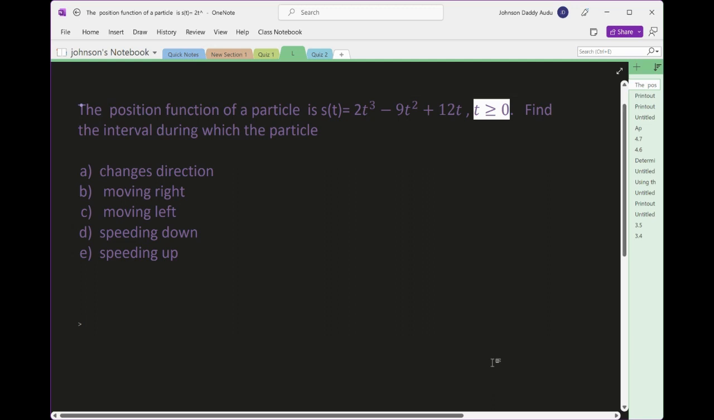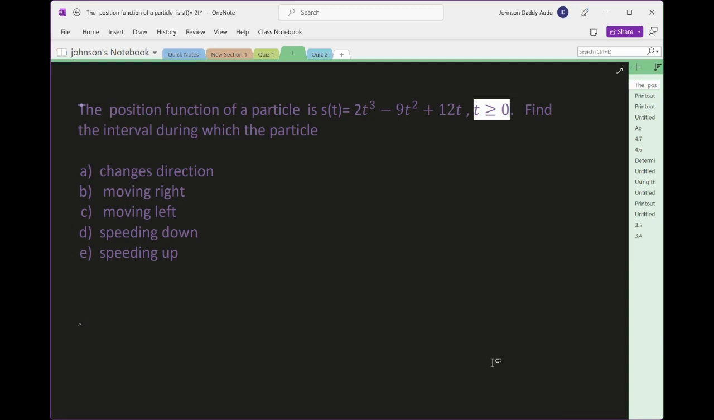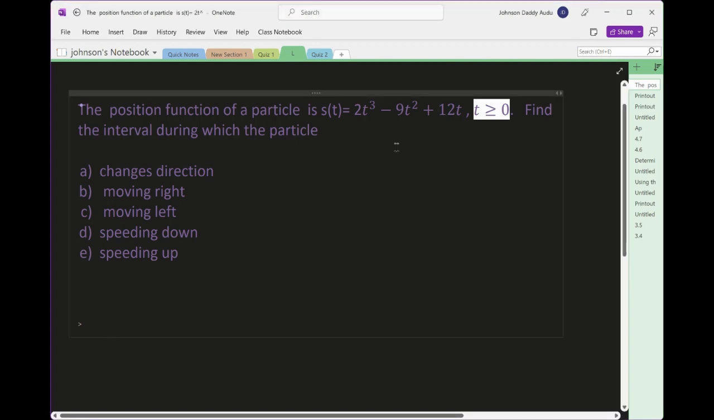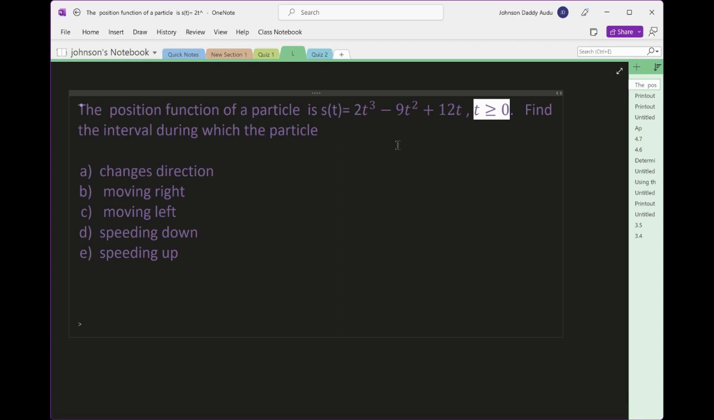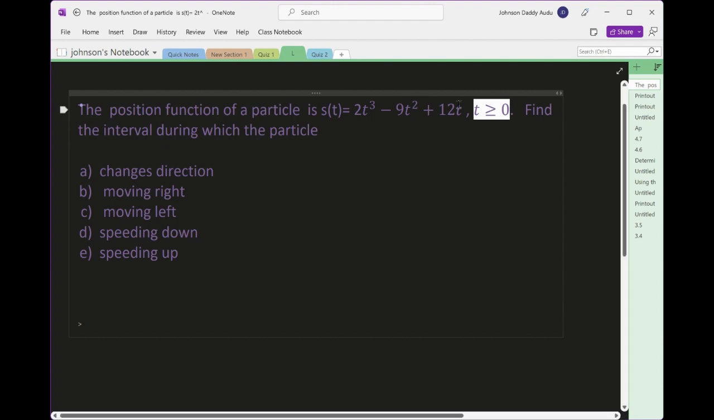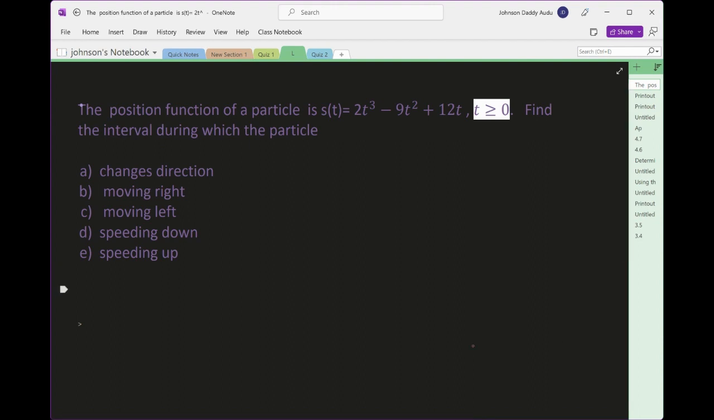Hello. In this tutorial, we will solve this question. The position function of a particle is given by s of t equals 2t minus 9t squared plus 12t, and we have t to be positive. We want to find the interval where the particle changes direction, moving right, moving left, speeding down, and finally speeding up. So let's begin.